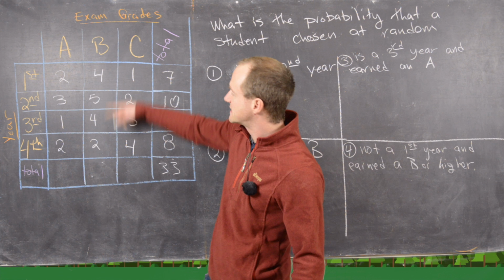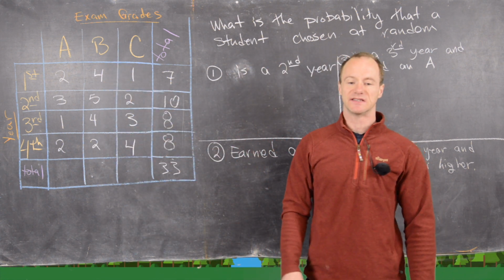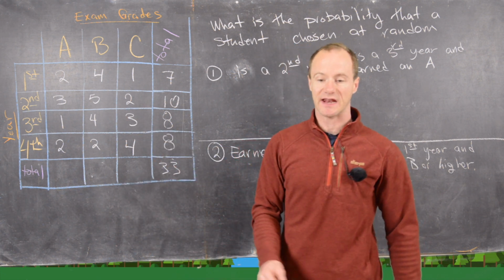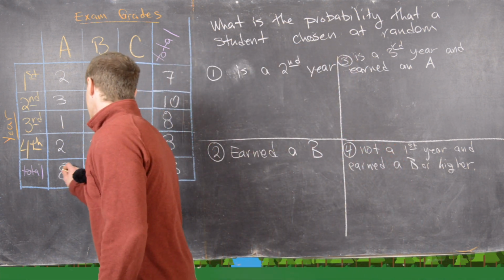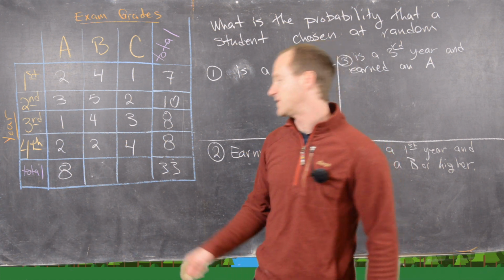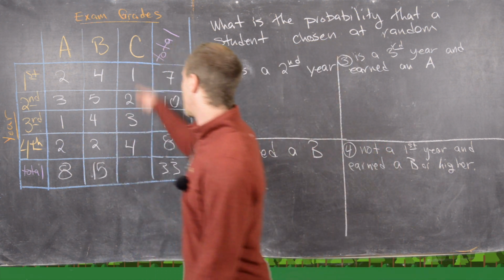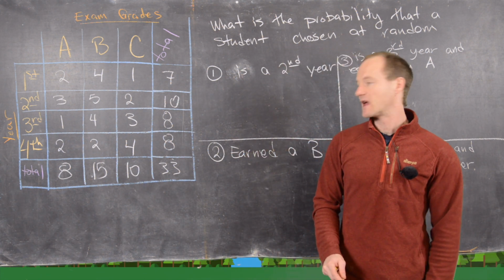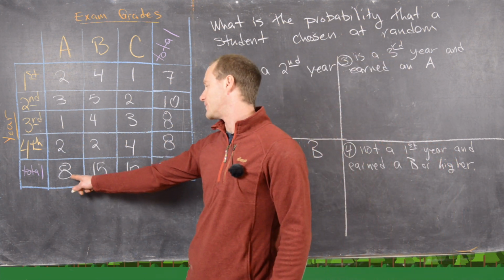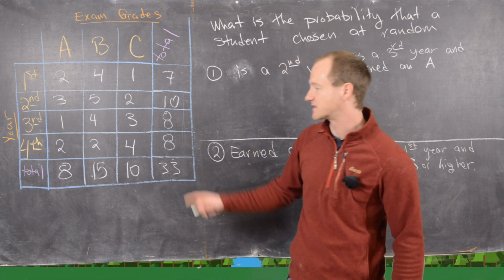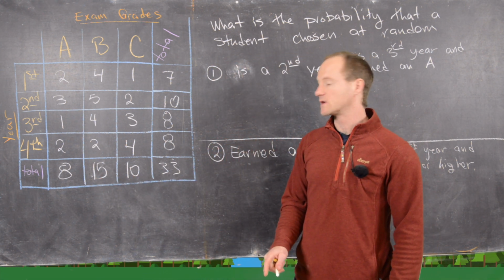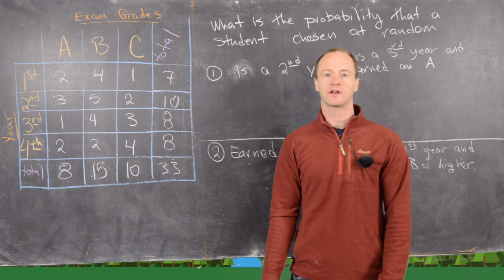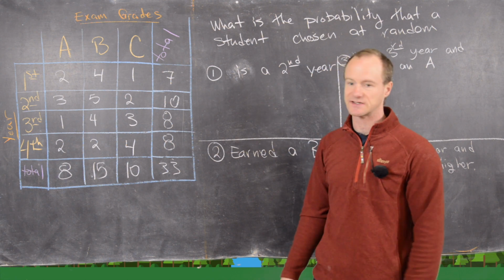Now we can add down these columns to find the total number of A's, B's, and C's. So notice if we add 2 plus 3 plus 1 plus 2, we're going to get 8. If we add down this column, we're going to get 15. And then if we add down this column, we're going to get 10. And then just a quick check to make sure everything works. Notice that 8 plus 15 plus 10 is 33. So in other words, we have the same number of total students in the class regardless of how we calculate, so we didn't make any mistakes.